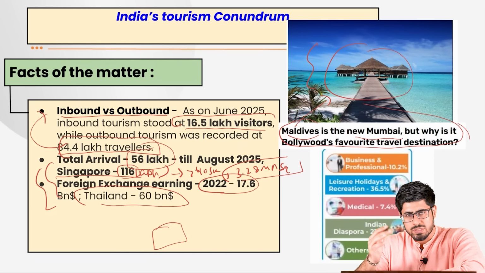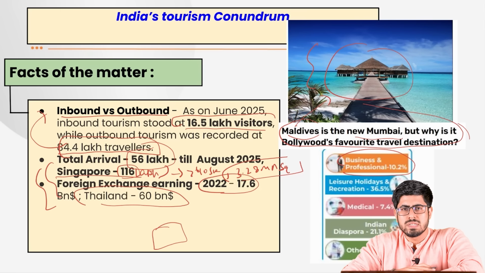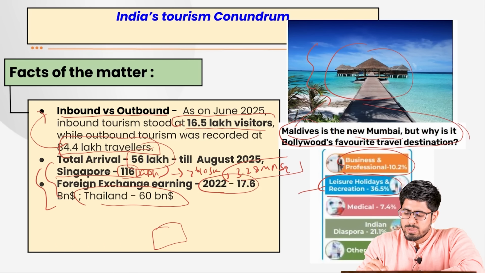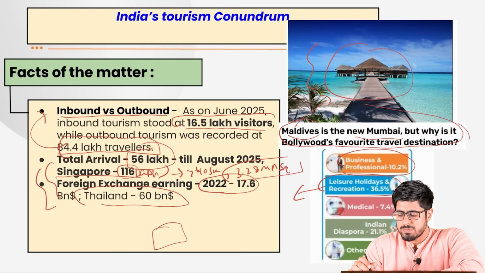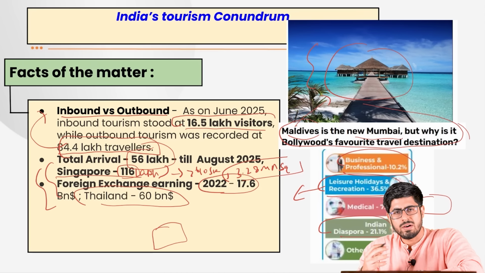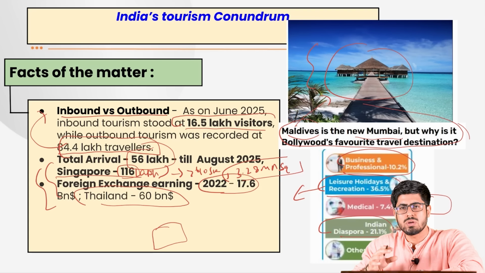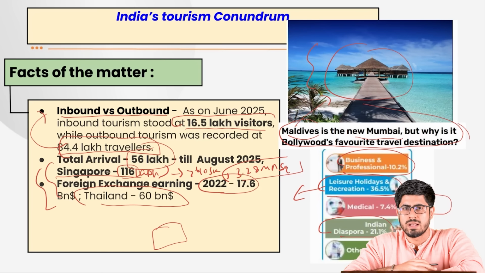But of those who visit India, why do they visit? At least 10% of them visit for business and professional reasons. At least 36% only visited for leisure or recreational activity, which is basically classified as tourism. Then 7% of them visit for medical tourism, which is a niche sector that is developing of late in India. At least 21% of those who visit India as foreign tourists are basically Indian diaspora only. Our NRIs who live in UAE, USA, Canada contribute a major chunk of the foreign tourists that visit India. So the numbers are even starker than they reflect.